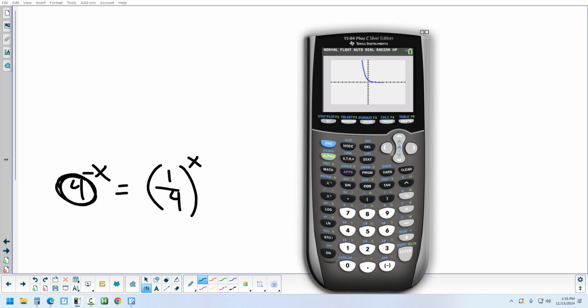Is there a way to type fractions into the calculator? Because what if I don't know the decimal conversion? You should know this now.